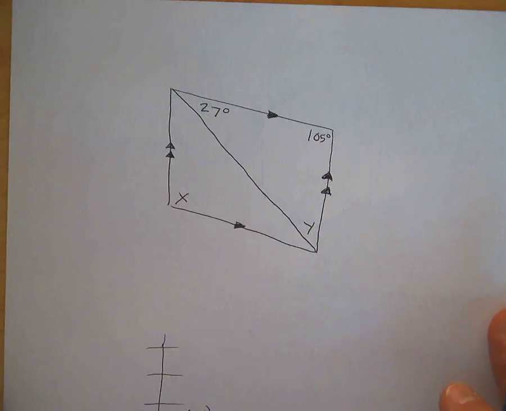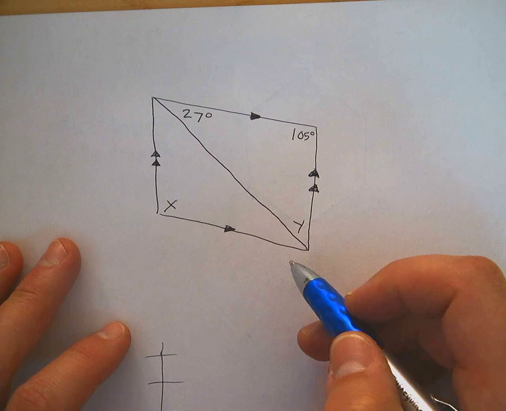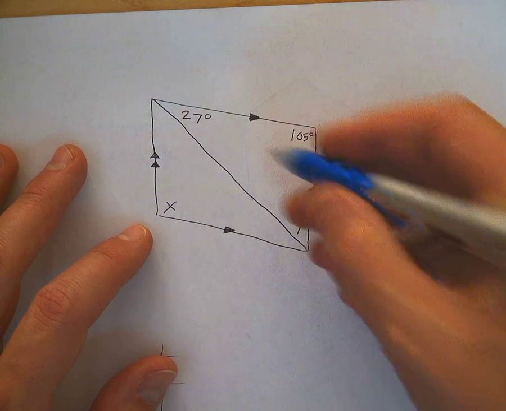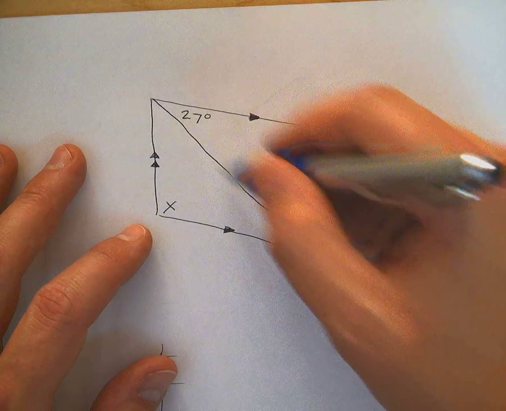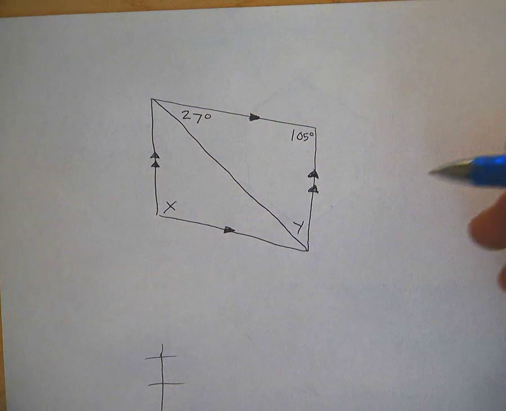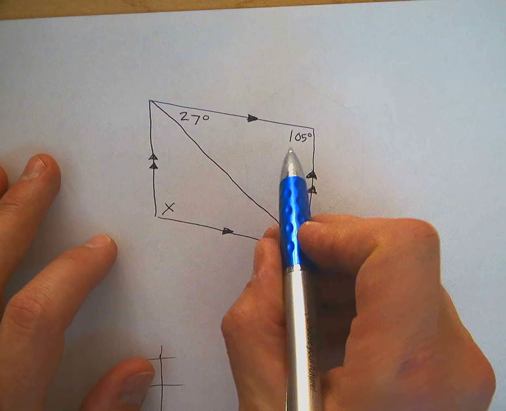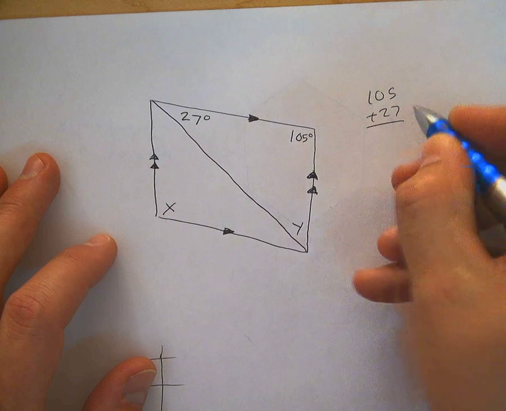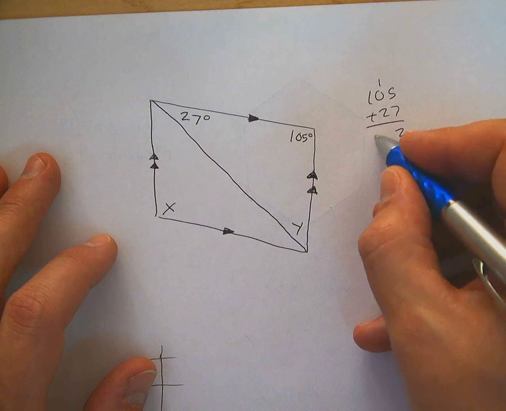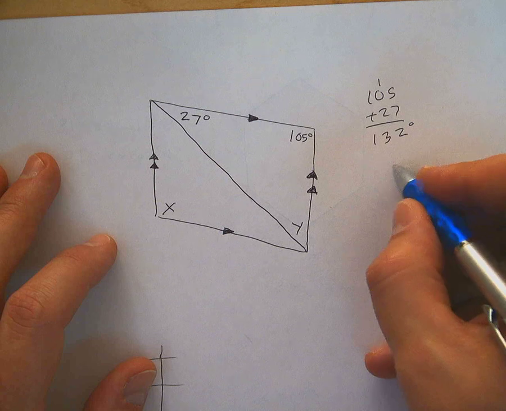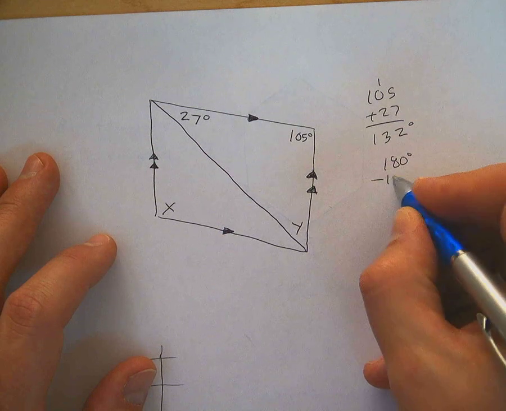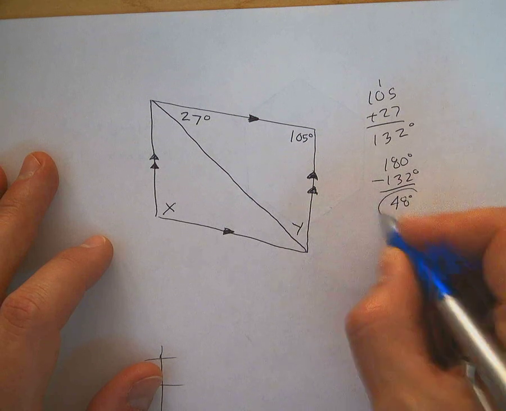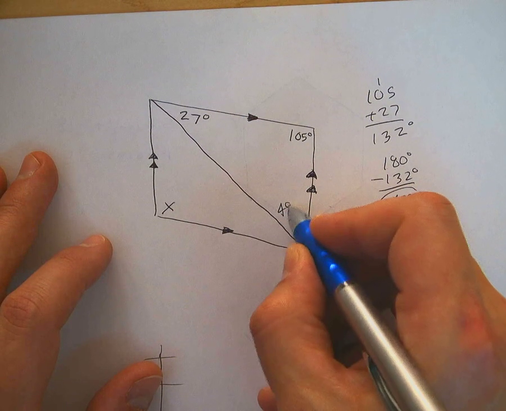All right, going on. Speaking of parallelogram, here I have a parallelogram drawn. It may not be perfect, but we want to solve for x and solve for y. So when we're solving for y, we know that all the angles in a triangle add up to 180 degrees. So I can add these two together. I have 105 plus 27, which will give me 132 degrees. I'm going to subtract that from 180 degrees, and I'm left with 48 degrees. So the measure of angle Y is going to be 48 degrees.